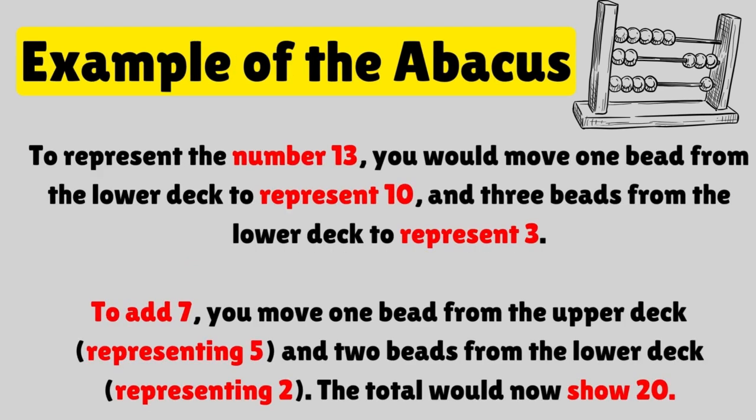Let's take a simple example using the Chinese abacus. To represent the number 13, you would move 1 bead from the lower deck to represent 10 and 3 beads from the lower deck to represent 3. To add 7, you move 1 bead from the upper deck, representing 5, and 2 beads from the lower deck, representing 2. The total would now show 20.